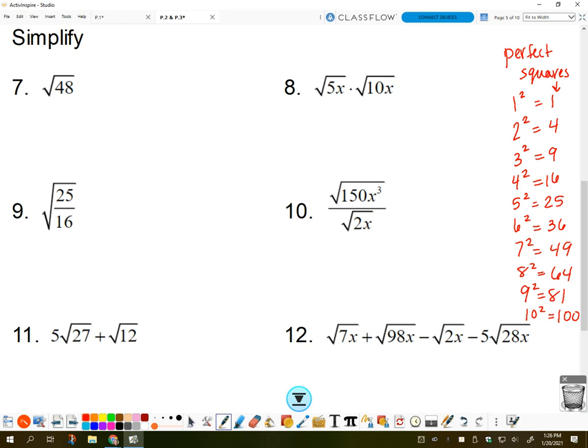There's 2 ways to think about simplifying a radical. If you know these numbers, it's easier to do the shorter way. So we think about the number 48. We want to know which one of these perfect squares will divide evenly into 48. And I believe the answer is 16. 16 times 3 is 48.